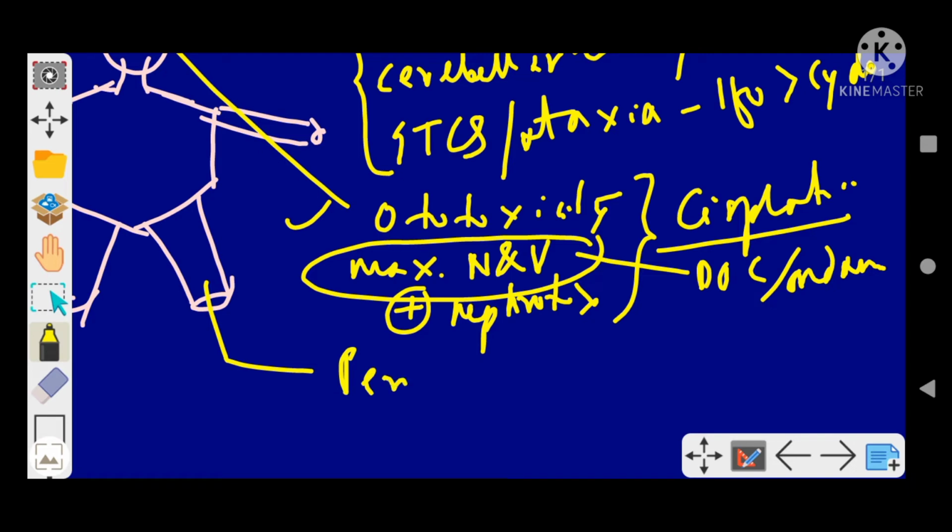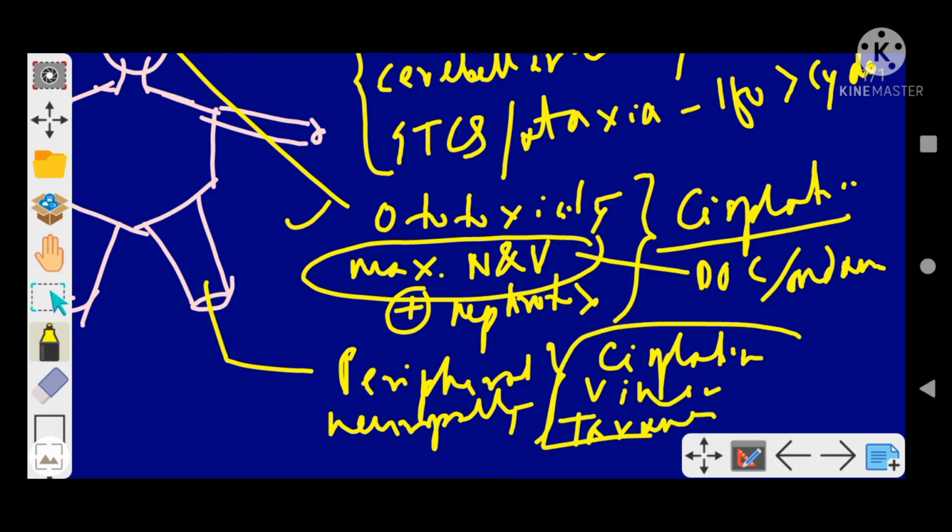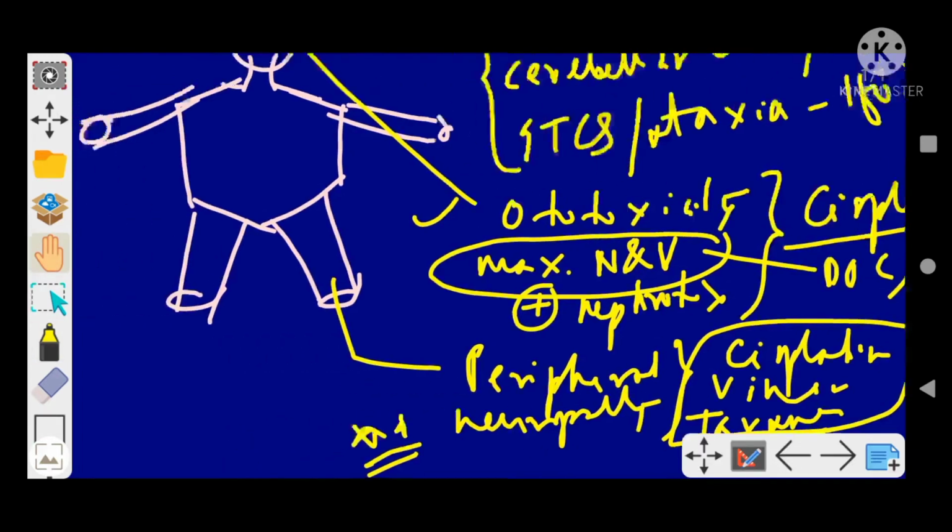Okay, now let's go here. I will say peripheral neuropathy. Now this is the side effect of three drugs. Basically this may be caused by cisplatin, may be caused by vincristine, may be caused by taxanes. So all these three drugs may cause peripheral neuropathy. It is very important. So again I will repeat: peripheral neuropathy is caused by cisplatin, vincristine, taxanes. Don't forget.